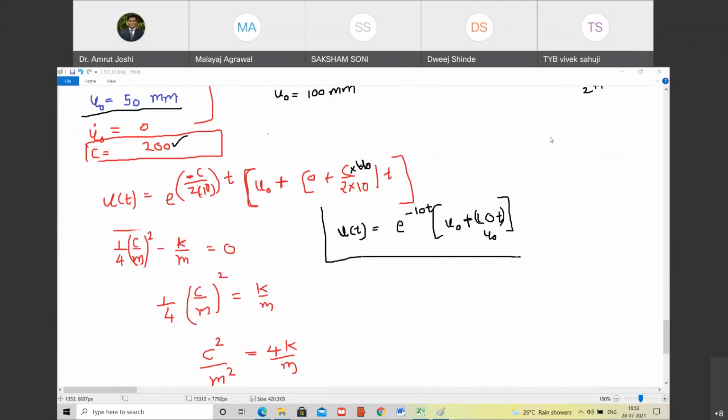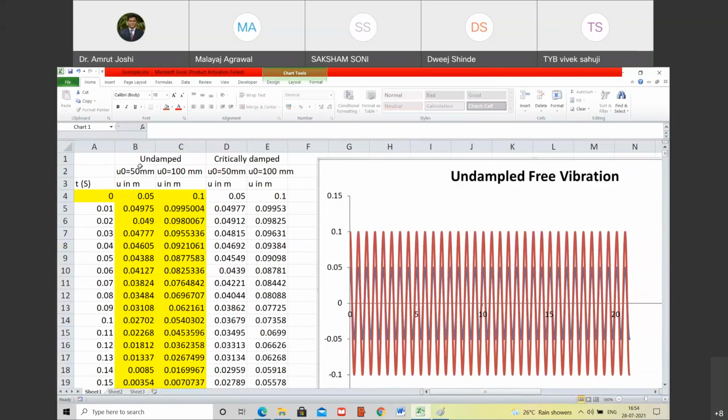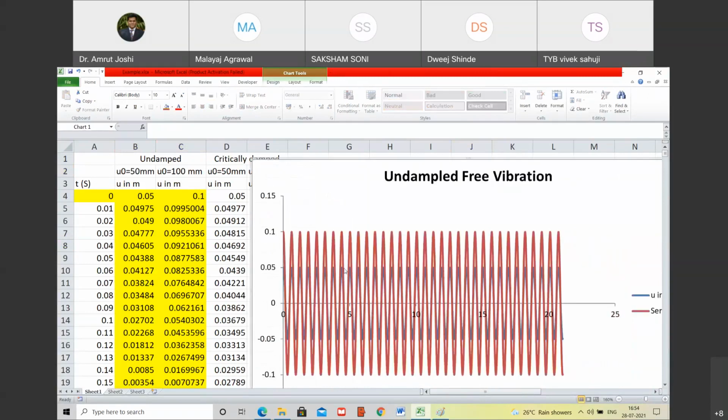So this is the solution now. And in this particular case, we can plot this solution on Excel. तो कैसे plot करना है? So that's what I have done. So देखो पहले अनडैम्ड सिस्टम का हमने ऑलरेडी किया है. So for undamped system, this is the case where U0 is 50 mm and this is the case where U0 is 100 mm. We have already plotted the solution. For U0 equal to 50 mm, the solution is shown by these blue lines, and for U0 equal to 100 mm, the solution is shown by red lines.